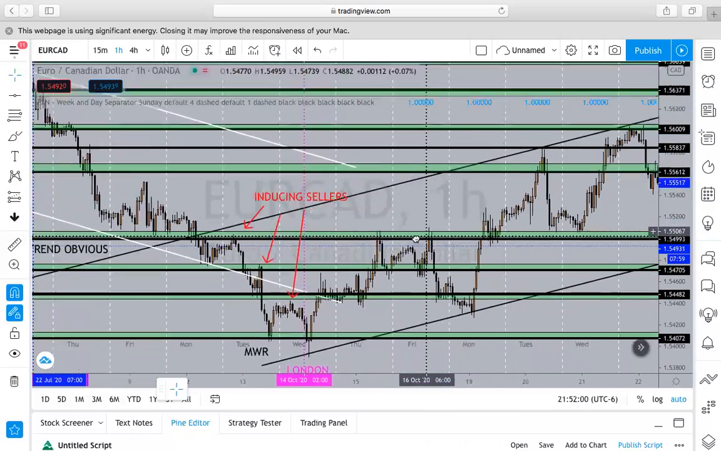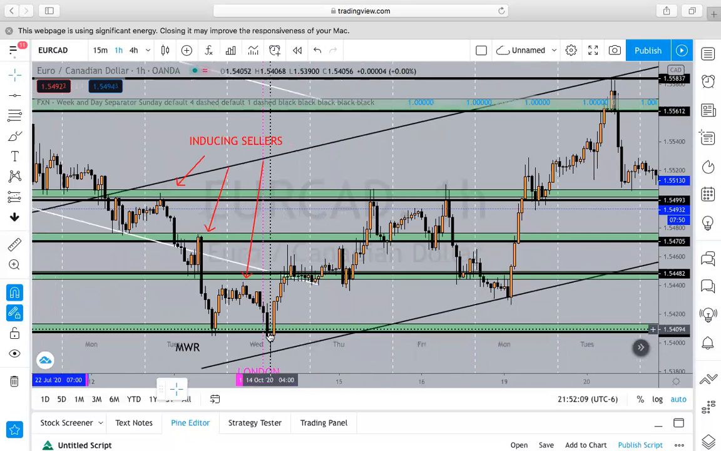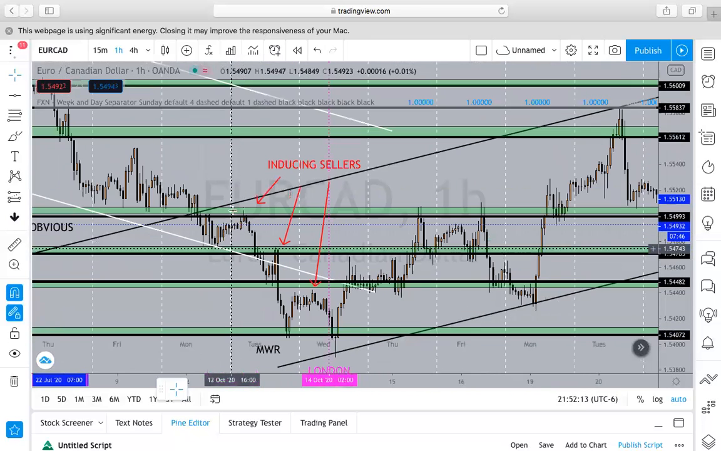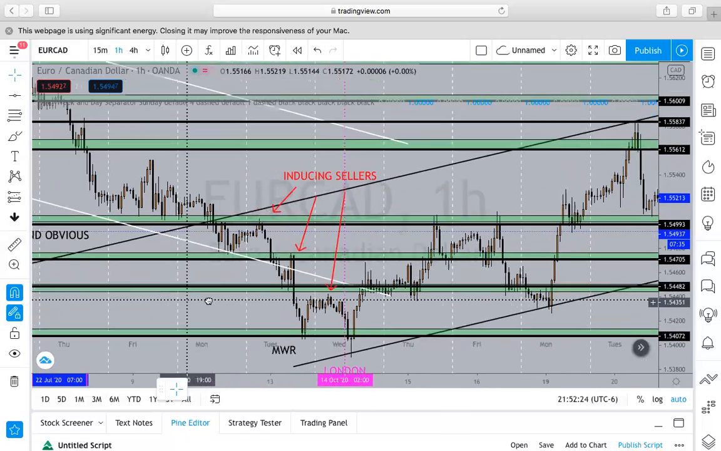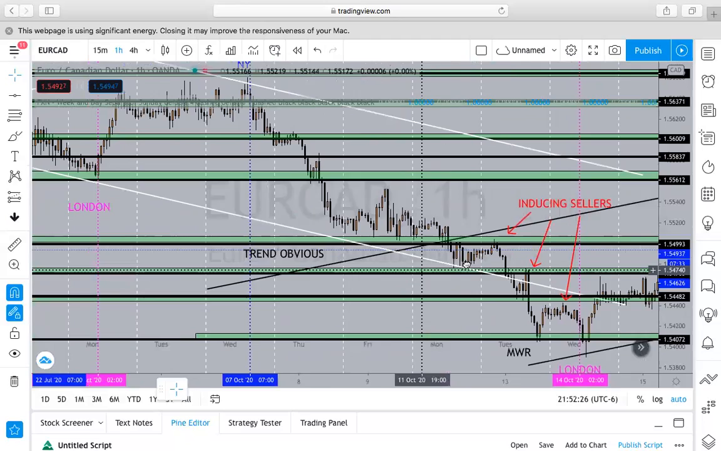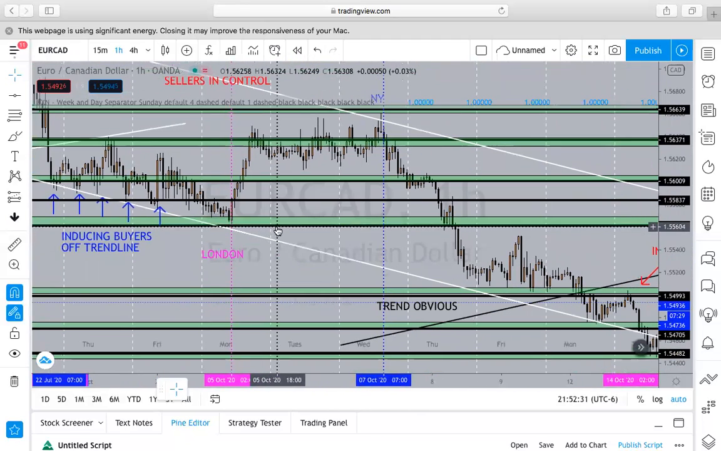Same thing over and over, guys. Midweek reversal right here, Wednesday, London session, off the low of Tuesday. Beautiful trade right here to catch that. But you see they induce the sellers off what they teach you: support and resistance, trend line, broke the trend, came back and retested the trend, over and over. Understand where the traps are at.